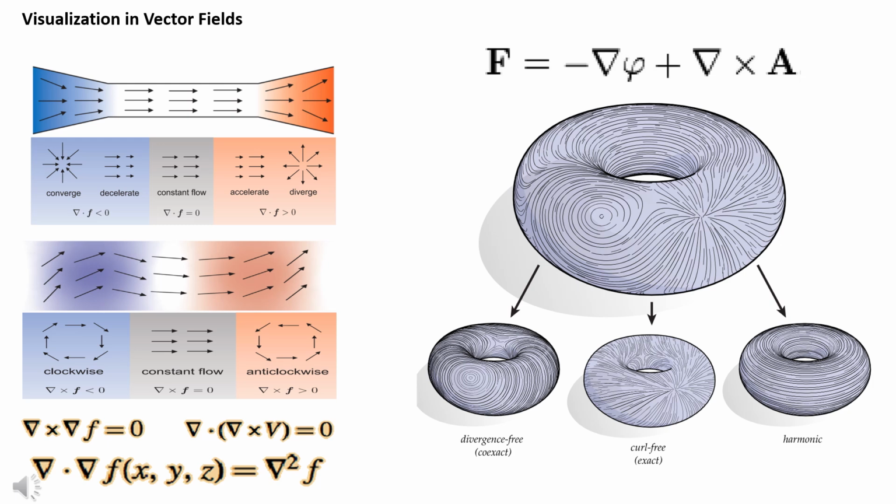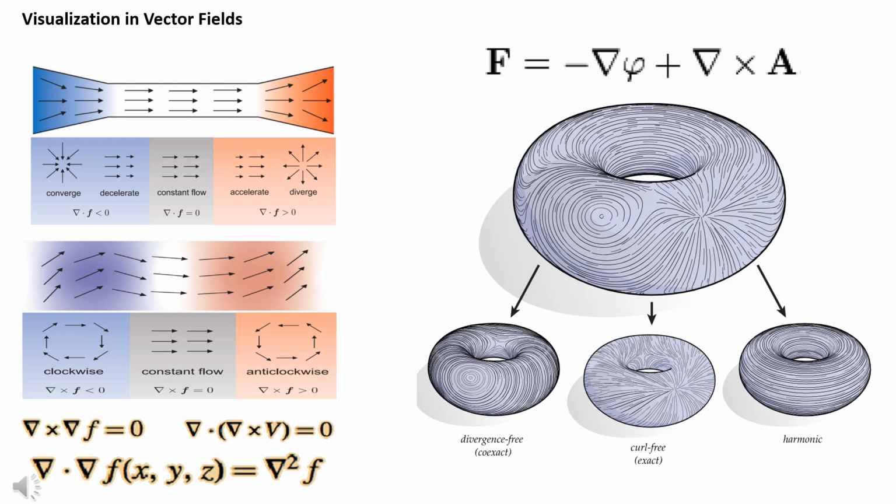Finally, the Helmholtz decomposition theorem states that any sufficiently smooth vector field can be decomposed into three components: a gradient field, the irrotational component, that is curl-free and associated with the scalar potential of the field; a curl field, the solenoidal component, that is divergence-free and associated with the vector potential; and a harmonic component that is both divergence-free and curl-free.